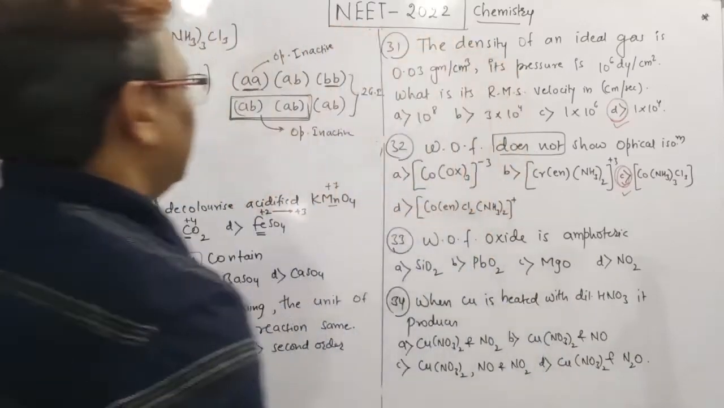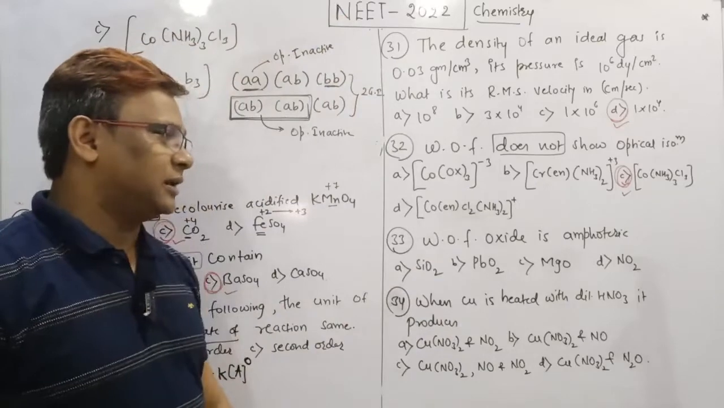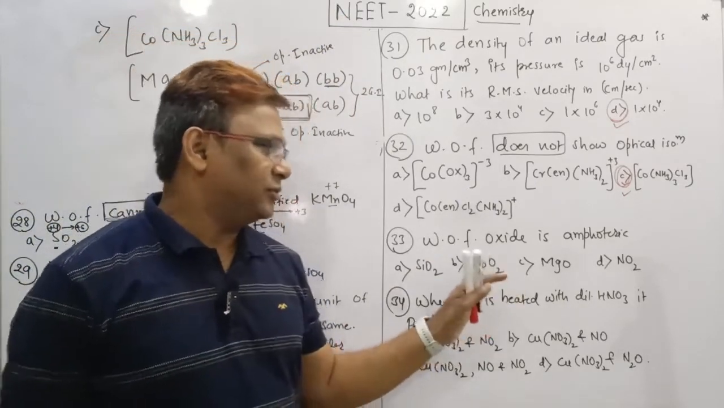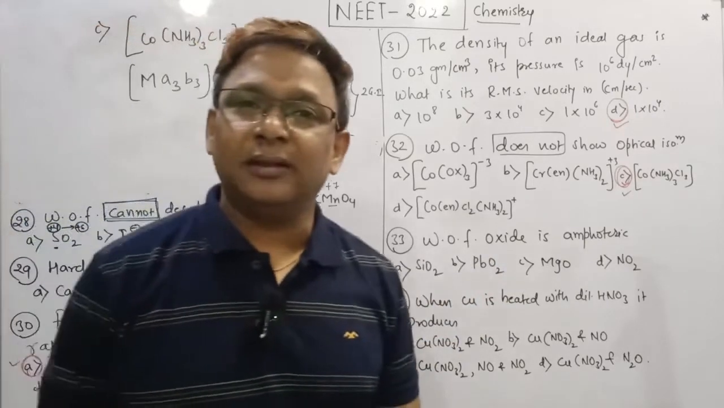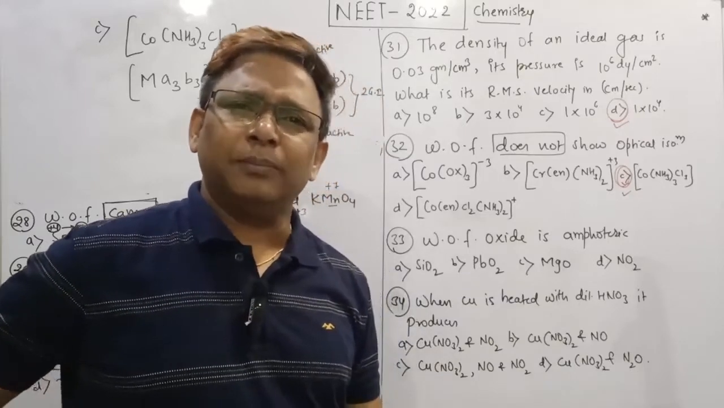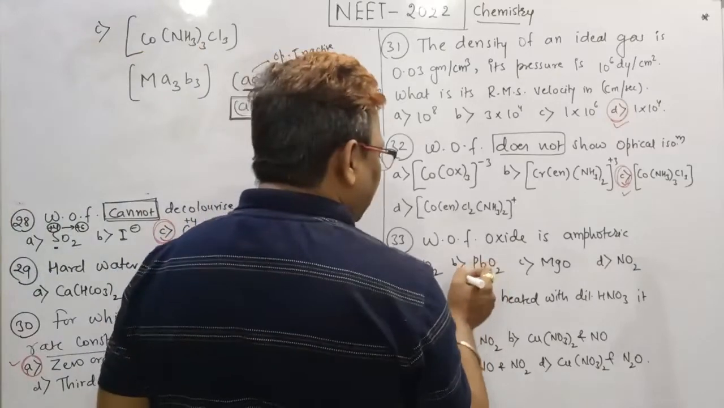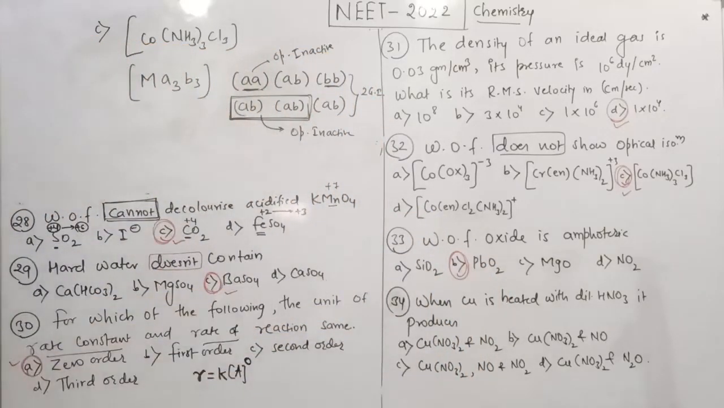Now come to question number 33. Which of the following oxides is an amphoteric oxide? It's very simple to remember. Beryllium oxide is amphoteric, zinc oxide is amphoteric, and lead oxides, both PbO2 and Pb2O3, are amphoteric. So we can say PbO2 is the amphoteric oxide. Option B will be correct here.